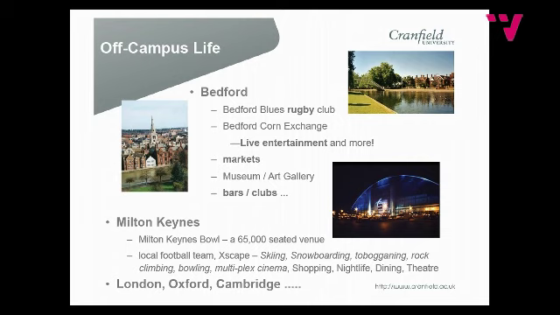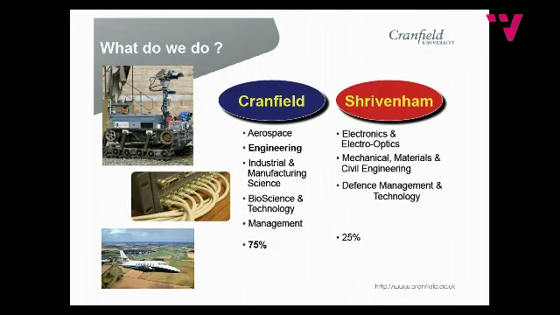So what do we do at Cranfield? Well, as I mentioned, our history is really in engineering, and specifically in aerospace. So generally our activities are spread across the Cranfield and Shrivenham sites. At Cranfield we specialise in 5 main areas: aerospace, engineering, manufacturing science, industrial science. We have bioscience, technology, and also a School of Management that's very well thought of.